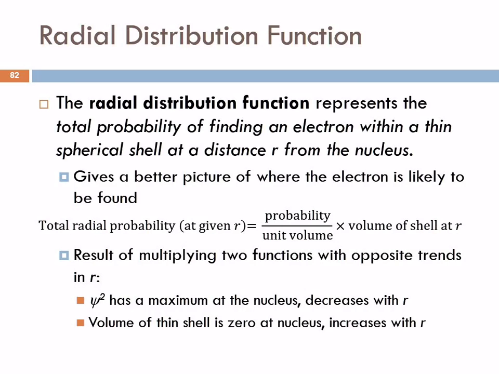This gives us a better picture of where the electron's likely to be found. It takes the probability per unit volume that we graphed earlier, times the volume of the shell at that distance. As you go out from the nucleus, the volume gets larger. At the nucleus, the volume is going to be very, very small, and so the radial probability is also going to be very small. So we've got two functions with opposite trends. The psi squared has a maximum at the nucleus, decreasing with r. The volume of the thin shell is 0 at the nucleus and increases with r.